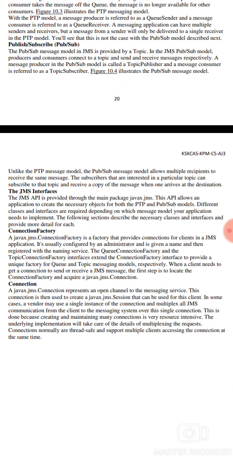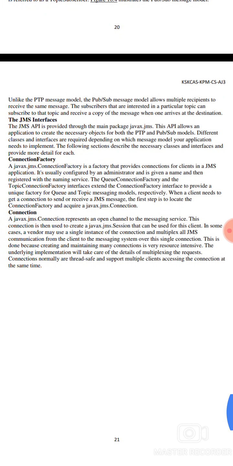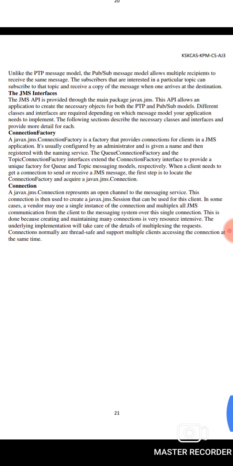Publish or subscribe, pub/sub. The messaging model in JMS provides the topic. The JMS pub/sub model. The message producer in the pub/sub model is called the topic publisher and the message consumer is referred to as the topic subscriber. Unlike the PTP message model, the pub/sub messaging model allows multiple recipients to receive the same message.